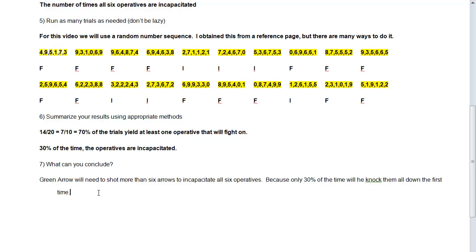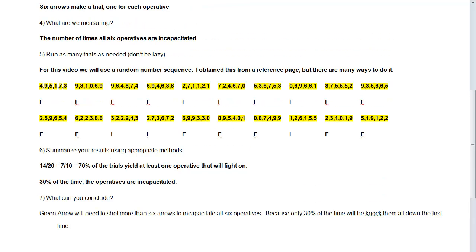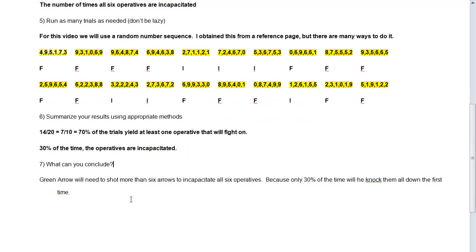So in the previous video, I used StatCrunch and we used a lot of data. In this one, I'm using a random number sequence. And in that sequence, you can see that there are varying amounts of bad guys, right, that are down. But most of the time, it's about 2, it looks like, when they're fighting on. And about 30% of the time, all of them are incapacitated. So that's the pattern, okay? And so that's what we can conclude.